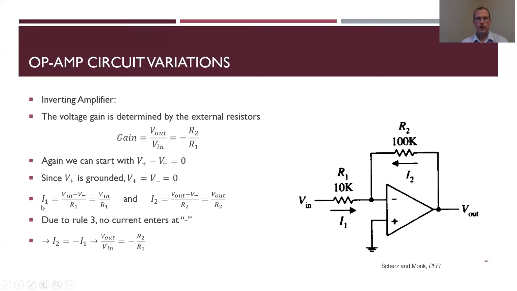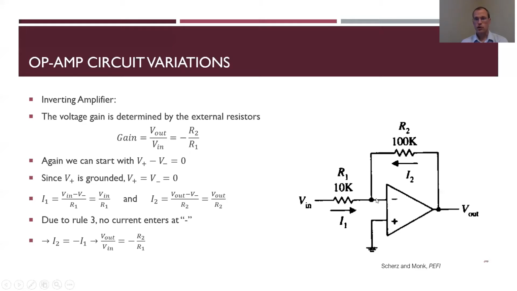Now that I know that, I can look at I1. I1, if I look at this, is V in minus V minus over this R1. So the voltage across R1 is V in minus V minus. V minus is 0, so I1 is just V in over R1. Similarly, I can do a similar thing for R2. The voltage across R2 is V minus minus V out along that loop, but V minus is 0, so it's just V out over R2.